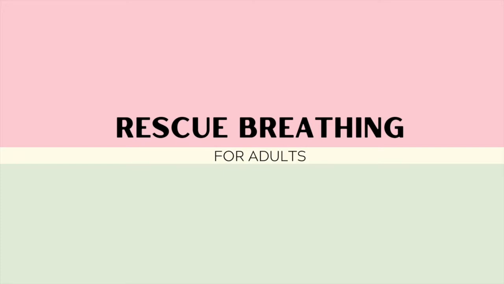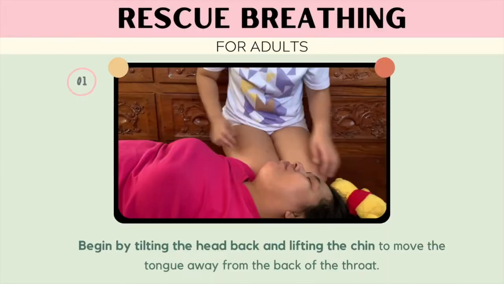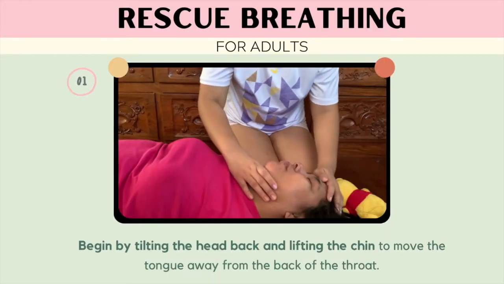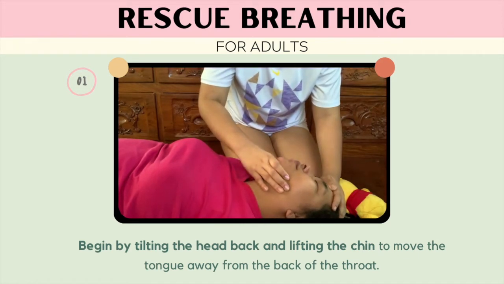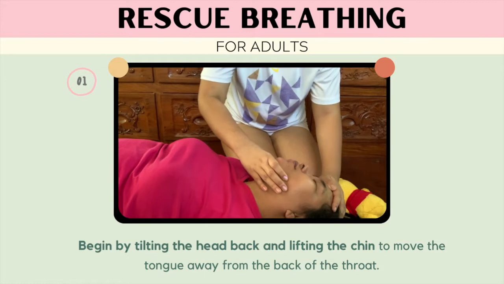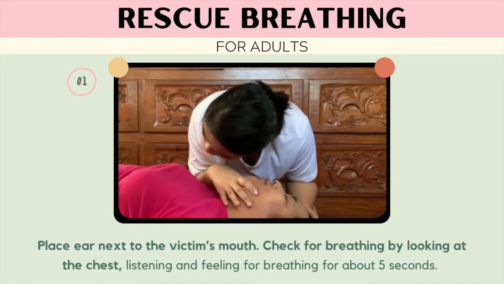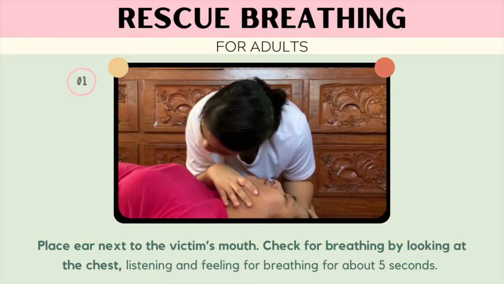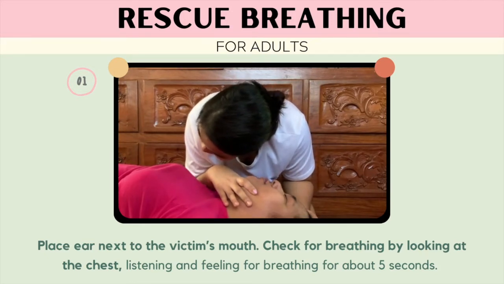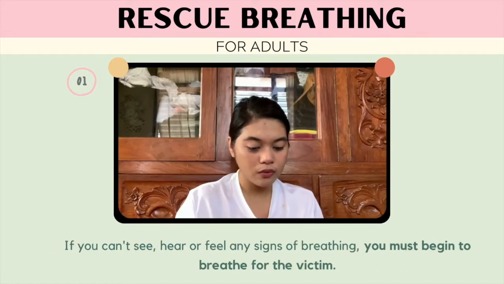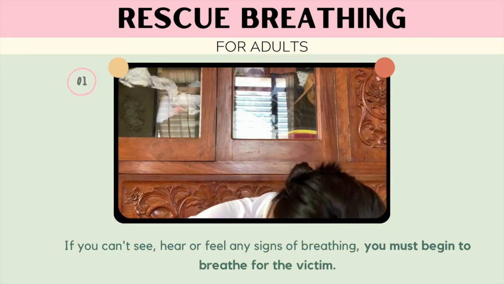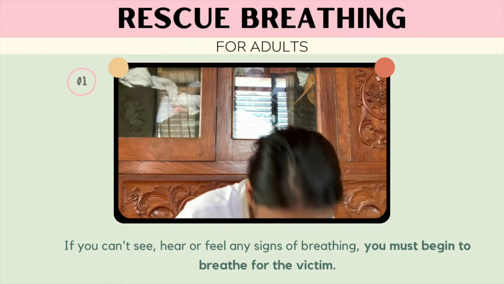Rescue breathing procedures for an adult. To give rescue breathing, begin by tilting the head back and lifting the chin to move the tongue away from the back of the throat and open the airway. Place your ear next to the victim's mouth. Check for breathing by looking at the chest, listening and feeling for breathing for about 5 seconds. If you cannot see, hear, or feel any signs of breathing, you must begin to breathe for the victim.